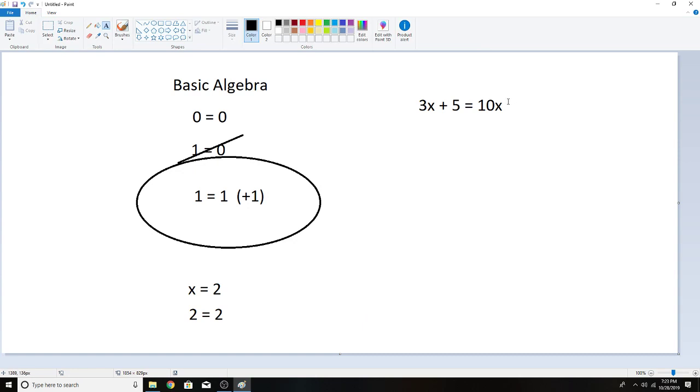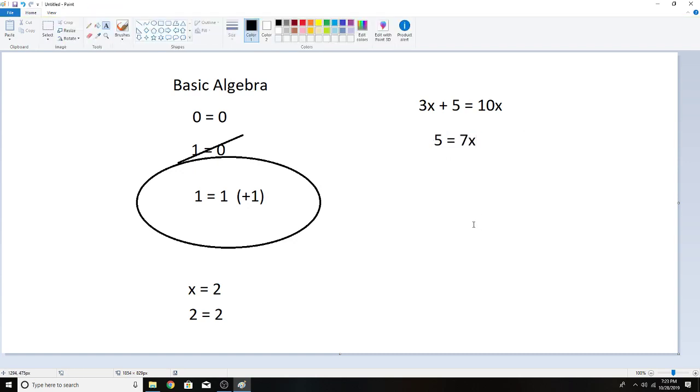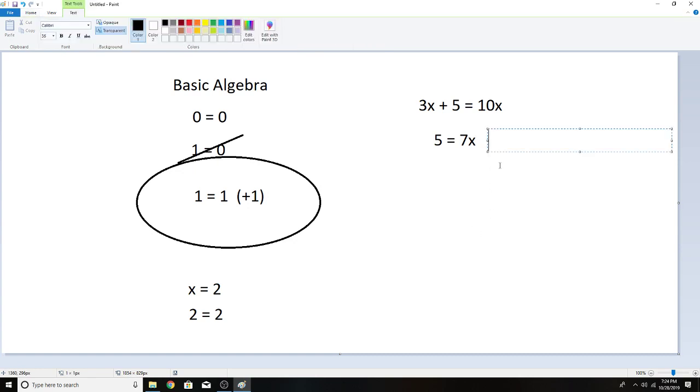What we need to do is get all the x's to one side. I notice that 3x is here and 10x is here. So I'll minus 3x to get to this side, so that 5 equals 7x. Now, if I minus 3x, I have to minus 3x on both sides.